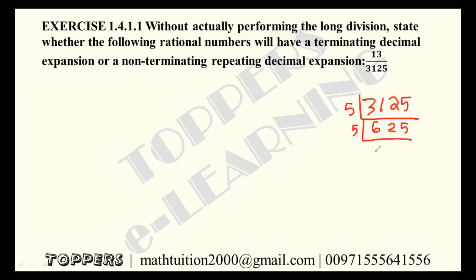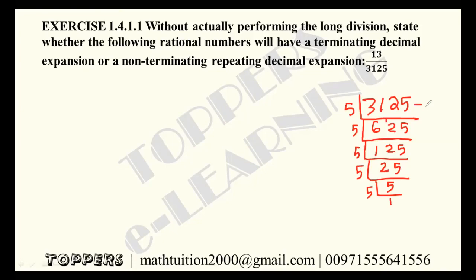Divisible by 5. In 6, 1 time, remaining 1, so 12, how many times? 2 times. 2 fives are 10, so remaining 2. In 25, 5 times. Again, it is divisible by 5. 25 is divisible by 5, 5 times. Again, 5 is divisible by 5, 1 time. So 1, 2, 3, 4, 5.